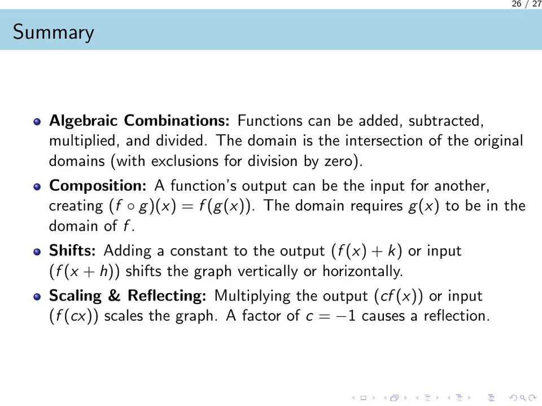Third, we can shift a graph by adding a constant. Adding to the output moves it vertically, while adding to the input moves it horizontally. Finally, multiplying by a constant scales the graph vertically or horizontally, and using a negative constant reflects it across an axis. For example, starting with a simple parabola, these operations allow us to move, stretch, and flip it to fit a wide variety of shapes. The essential idea is that we can treat functions as building blocks, using these transformations to construct more sophisticated mathematical models.